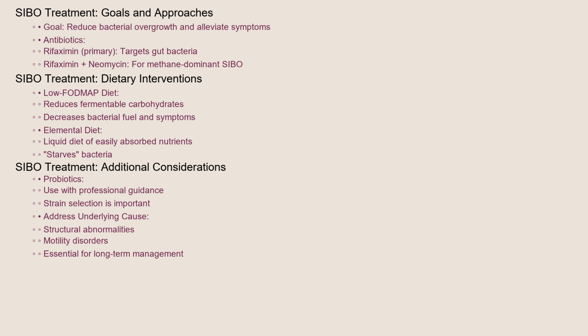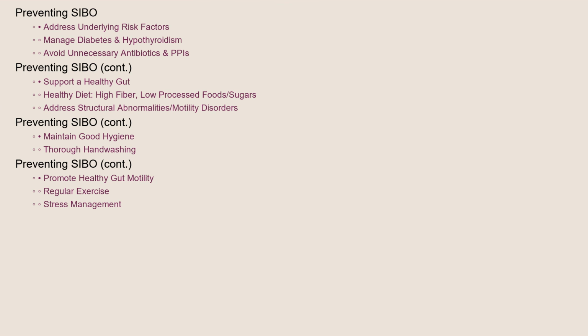Preventing SIBO involves addressing the underlying risk factors and maintaining a healthy gut environment. This includes managing conditions like diabetes and hypothyroidism, avoiding unnecessary use of antibiotics and proton pump inhibitors, or PPIs, and addressing any structural abnormalities or motility disorders in the digestive tract. A healthy diet rich in fiber and low in processed foods and sugars can also support a balanced gut microbiome. Practicing good hygiene, such as thorough hand washing, can help prevent the introduction of harmful bacteria into the digestive system. Regular exercise and stress management techniques can also promote healthy gut motility.